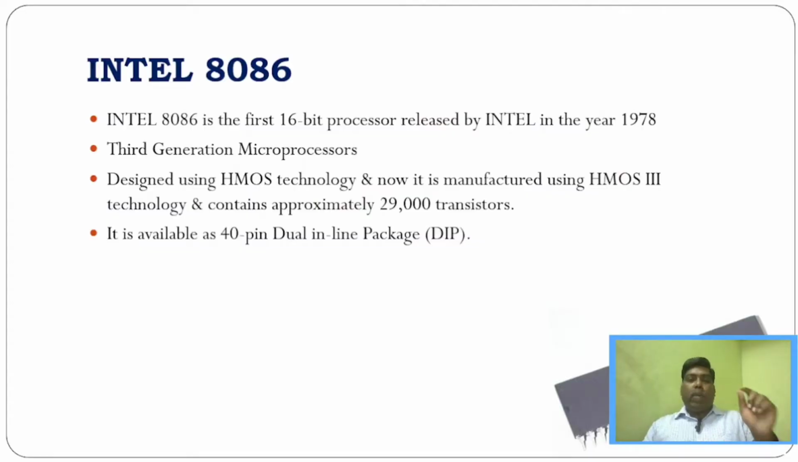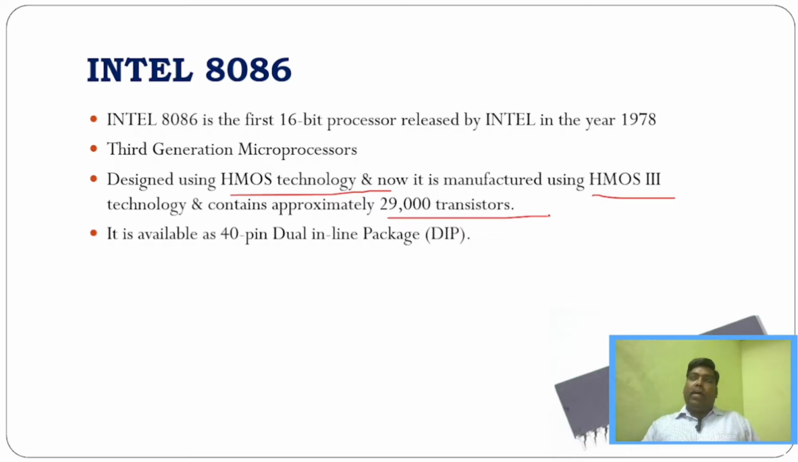The 8086 is the first 16-bit processor released by Intel in the year 1978. It is a third generation microprocessor, whereas the first generation never supported TTL, and the second generation supported TTL, but not at a greater speed. The third generation uses HMOS technology, and the 8086 is manufactured using HMOS 3 technology and contains approximately 29,000 transistors.